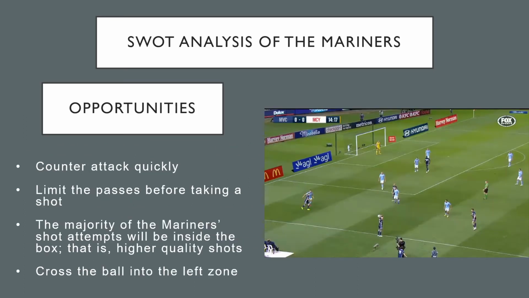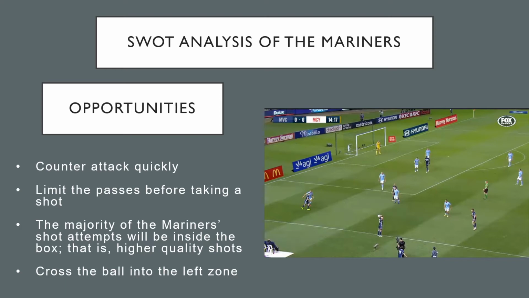In terms of opportunities for the Mariners to exploit Melbourne City, one key way is to counter-attack quickly and have limited passes before a shot, just like Victory did against City. This prevents City from getting into an effective defensive position quickly. Also, City allowed Victory to have plenty of shots and allowed the majority to be inside the box. So while the Mariners might not get as many attempts to shoot, the majority of their attempts will be from inside the box, and so another opportunity is having high quality shots at goal.